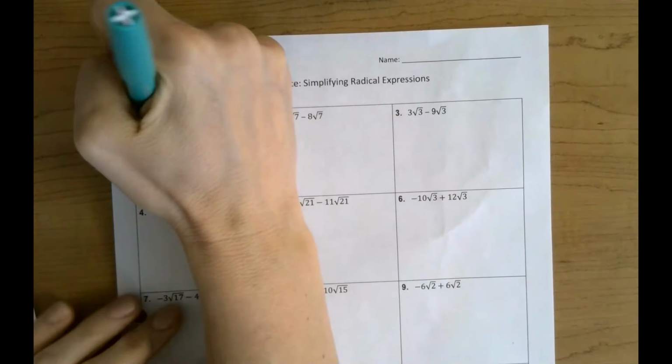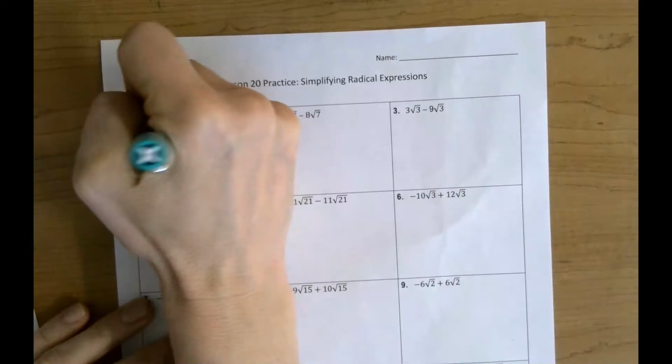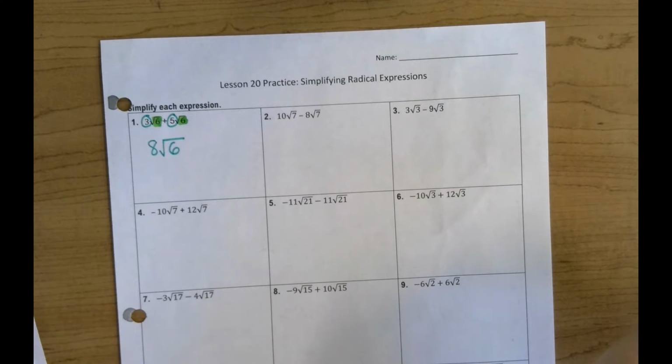So then we're just going to add the number in front of the radical symbol, 3 plus 5, which is 8, and then we'll just keep it the square root of 6. And the way we say this is 8 times the square root of 6. We can't simplify the square root of 6 any further, so we're just going to keep it right like that.